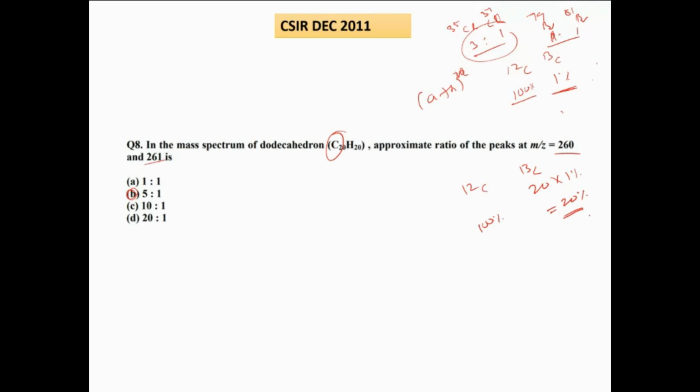We can just finish very simply this way, we can easily finish, because carbon 13 is just 1%. By simple calculation we will finish and go.